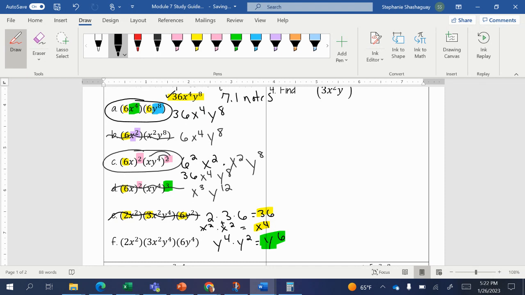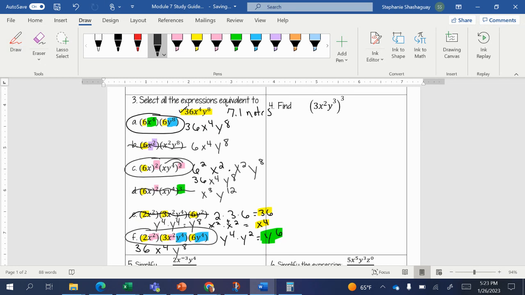So now we're going to look at option F, which again, you'll notice we have 2 times 3 times 6. So that's still going to be 36. x squared times x squared, that's still going to be x to the 4th. The difference now being we have y to the 4th times y to the 4th, and when we do y to the 4th times y to the 4th, that's going to be equal to y to the 8th. Okay, so y to the 8th, that does match our original expression. So that is our third correct answer.